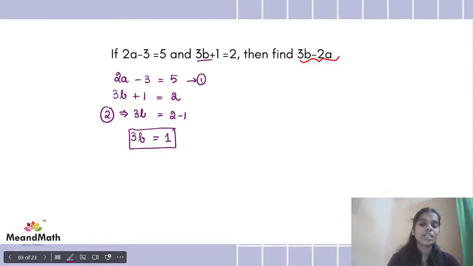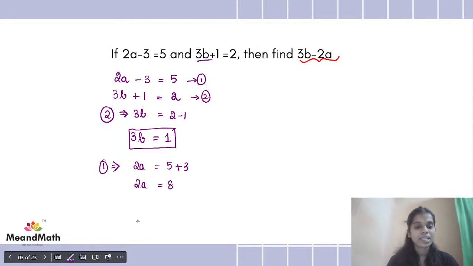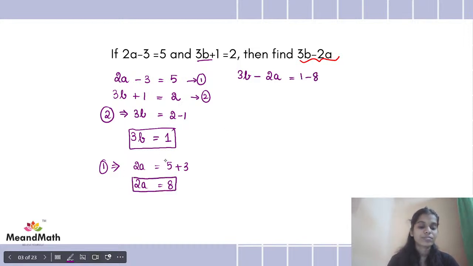Let it be equation 1. Let it be equation 2. So, from the first equation, 2a equals 5 plus 3. 2a equals 8. Right? So, if I want 3b minus 2a, I can directly write it as 1 minus 8. So, 3b minus 2a equals minus 7.